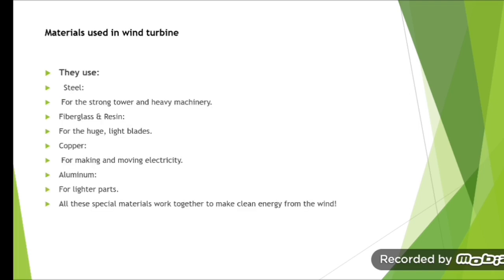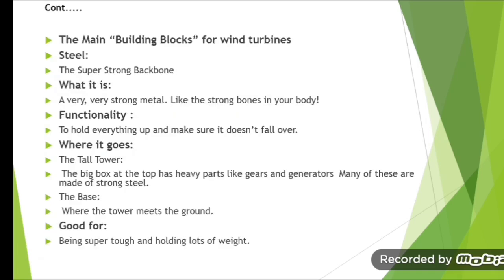Materials used in wind turbines. We use different types of materials, among which steel, fiberglass and resins, copper and aluminium are the most important. Steel is for strong power and heavy machinery, fiberglass and resin for the huge light blades, copper is for making and moving electricity, aluminium for lighter parts. All these special materials work together to make clean energy from the main building blocks of wind turbines.